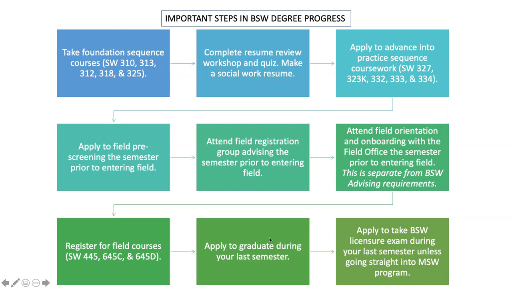And then during your last semester, while you're actively doing field, you will actually apply to graduate during that last semester. Your application is what lets us know it's time for you to graduate. We then look to make sure your degree audit says 100%, you're meeting all requirements so that we can certify you for graduation and so that you can get your fancy diploma.